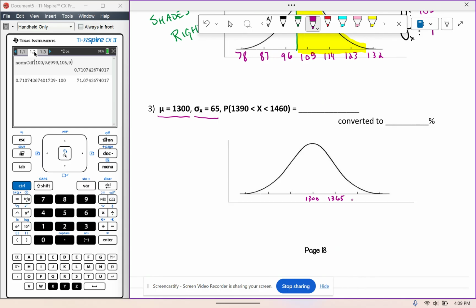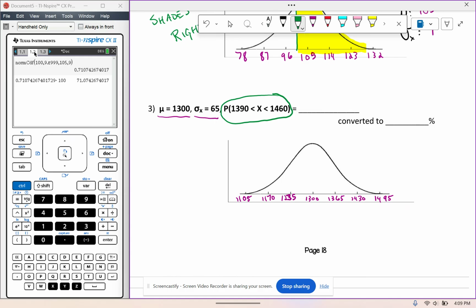1365, 1430. Feel free to double check my math. 1495. To the left, I'm subtracting by 65. Now I have 1235. Sorry, that's 1235. I have 1170 and then 1105.